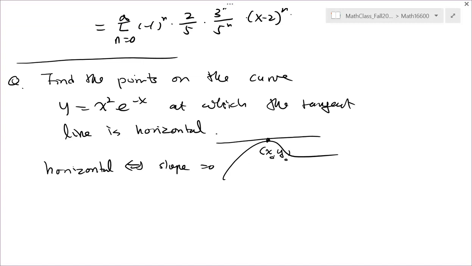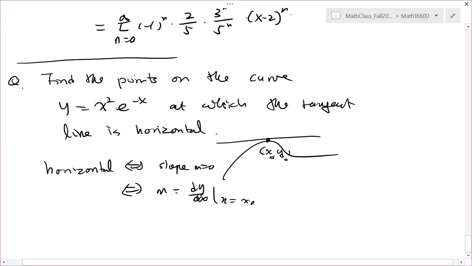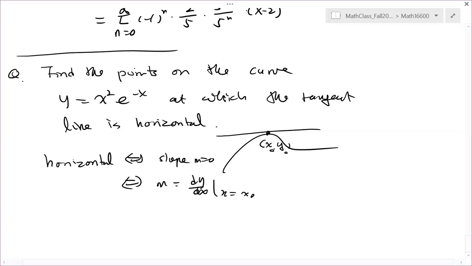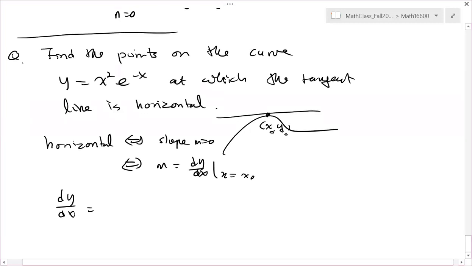Draw the picture here: here's the curve, and the tangent line is horizontal. So horizontal really means the slope is zero. Then you transfer the problem to finding the derivative. This is the slope, and slope is dy over dx at x. Otherwise, why do you have to find the derivative? So dy over dx is going to be 2x e to the negative x minus x squared e to the negative x. Did you get that?